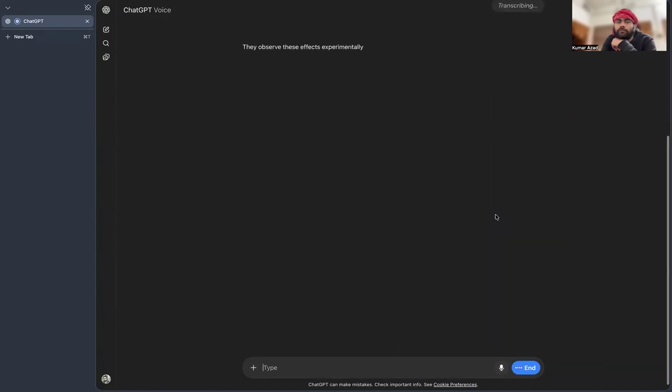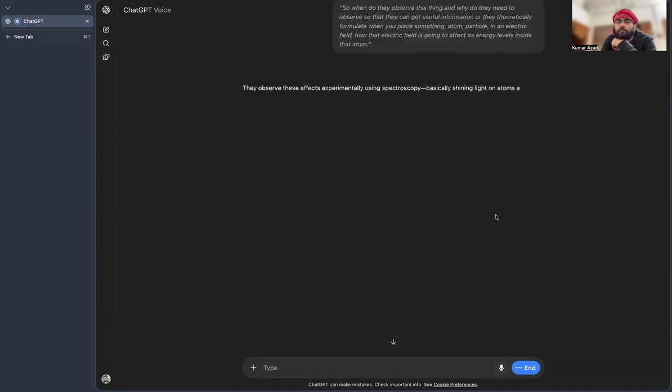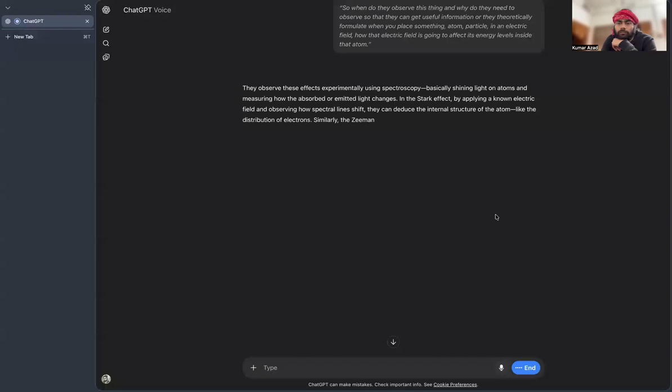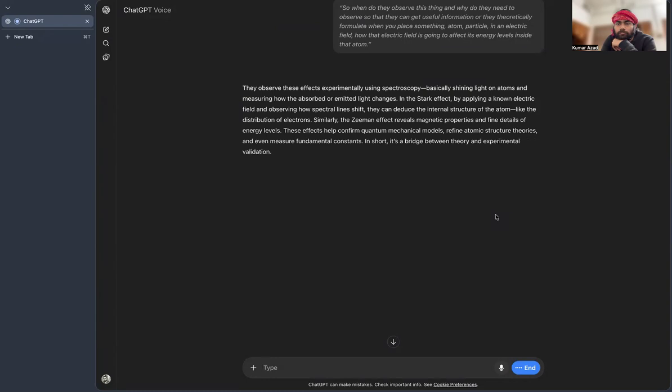They observe these effects experimentally using spectroscopy, basically shining light on atoms and measuring how the absorbed or emitted light changes. In the Stark effect, by applying a known electric field and observing how spectral lines shift, they can deduce the internal structure of the atom, like the distribution of electrons. Similarly, the Zeeman effect reveals magnetic properties and fine details of energy levels. These effects help confirm quantum mechanical models, refine atomic structure theories, and even measure fundamental constants. In short, it's a bridge between theory and experimental validation.